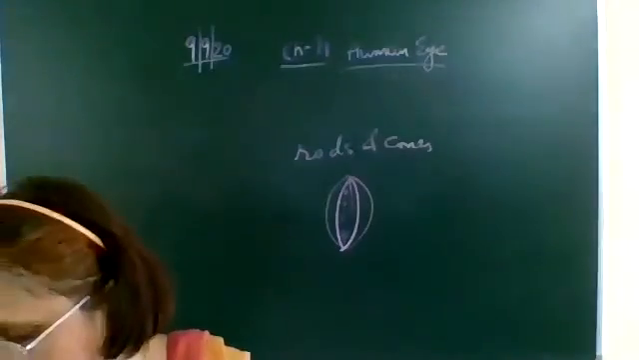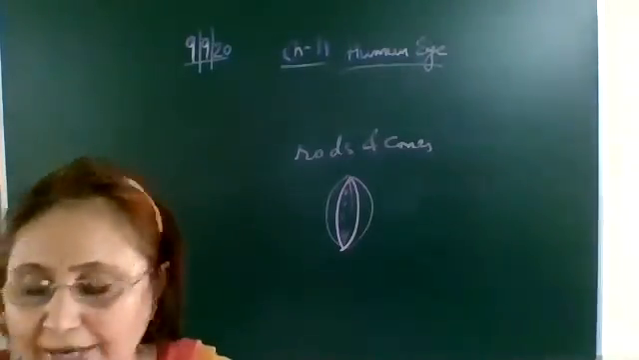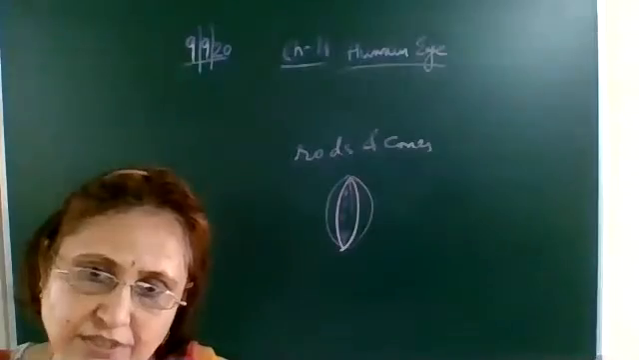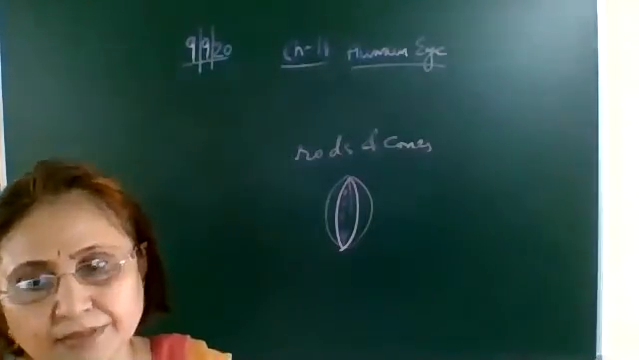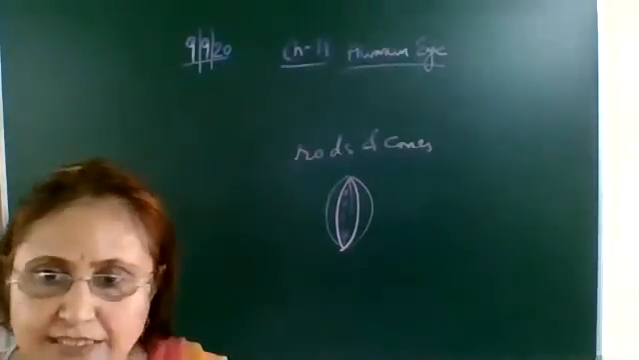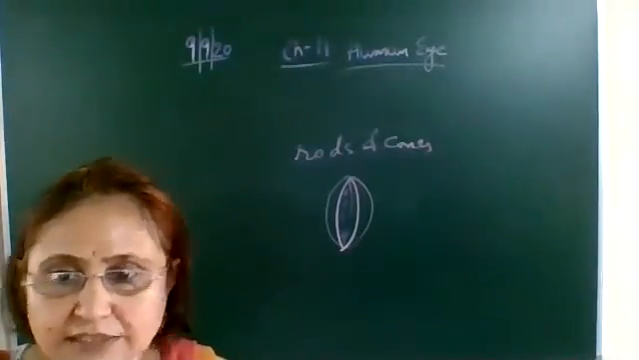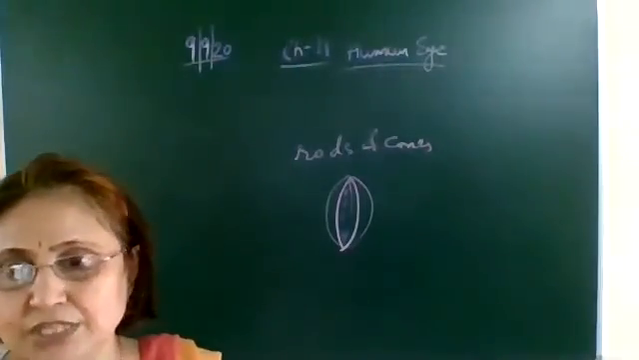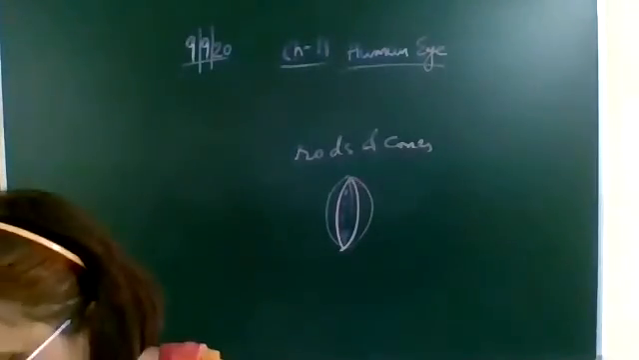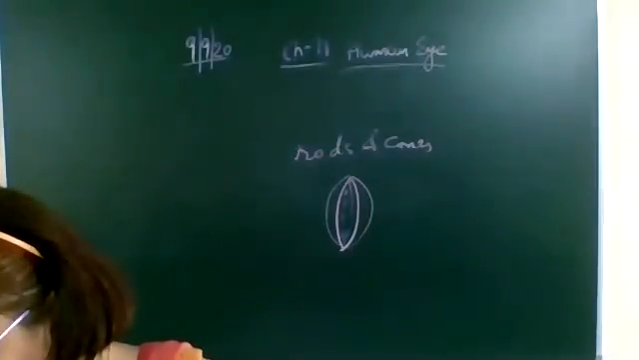So this ability of the eye lens to adjust its focal length is called accommodation. So what is accommodation? The ability of the eye lens to change its focal length. Otherwise there is no other lens like the glass lens which we use in the lab. Its focal length cannot be changed. Only the eye lens can change its focal length.